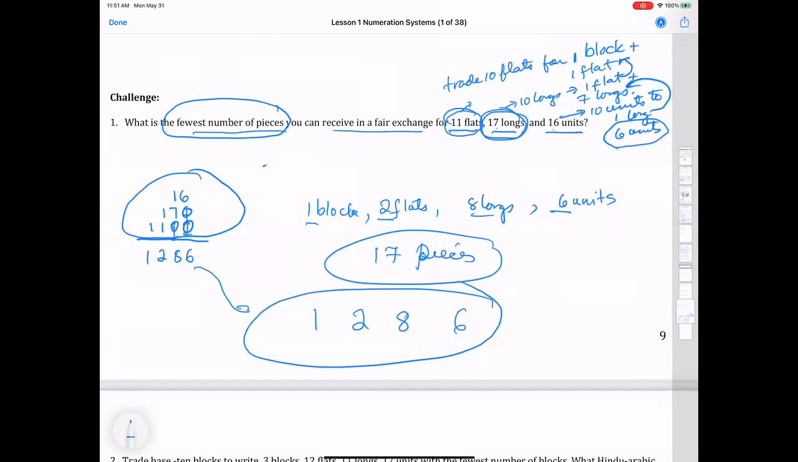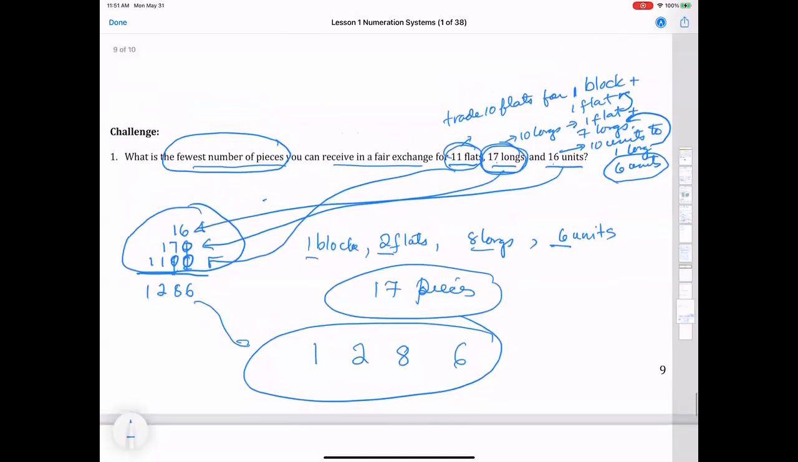So therefore, the shortcut for figuring out is to just use our usual way of converting these symbols into powers of 10. 11 flats is 11 hundreds, 17 longs is 17 tens, 16 units is 16 ones. So therefore, you could just directly add them vertically to easily get that fewest number of pieces. But I showed you technically, conceptually, how to do it using models. Remember, you're not allowed to use 10 or more of the same object. Okay? If you have any question, please be ready to share these questions during our tutoring sessions.